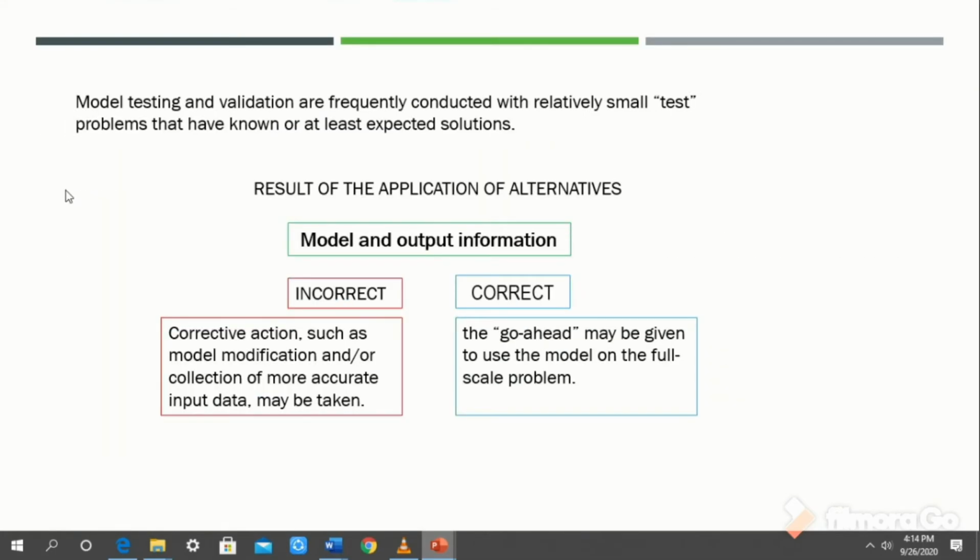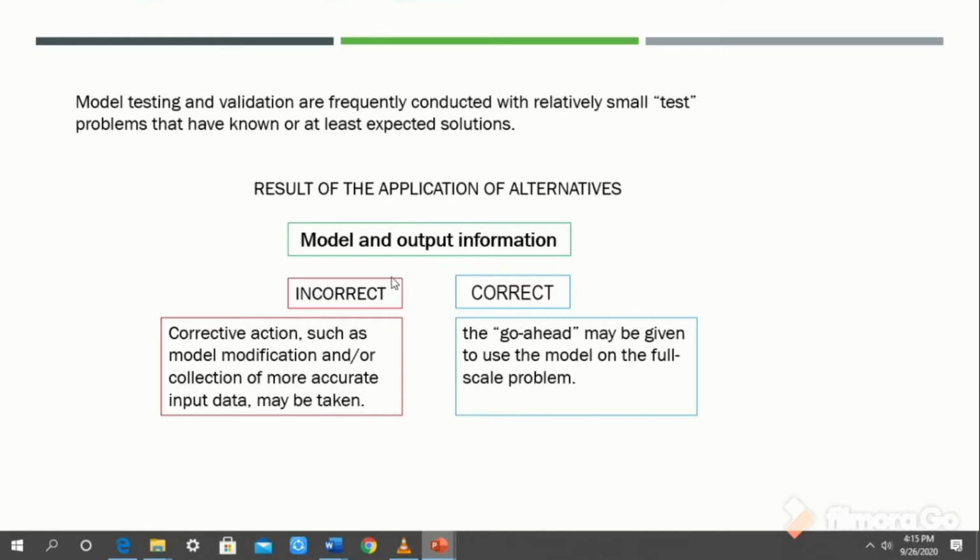Model, after this, you test. Model testing and validation are frequently conducted with relatively small test problems that have known or at least expected solutions. For example, the result of the application of alternatives, the model and output information. If it is correct, then you go ahead. The go-ahead may be given to use the model on the full-scale problem.